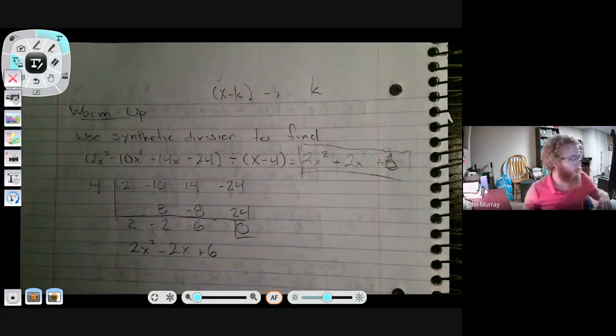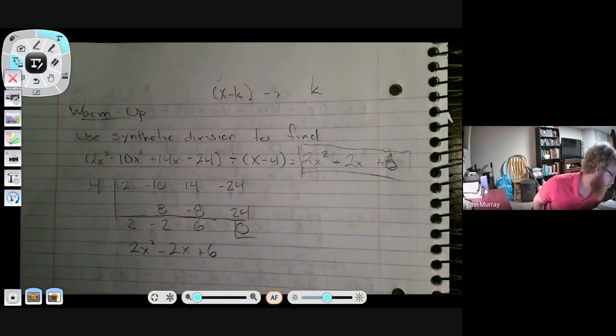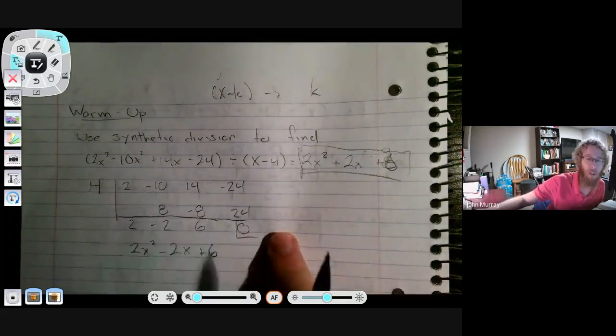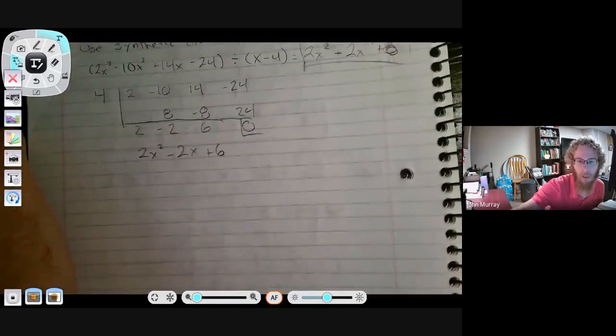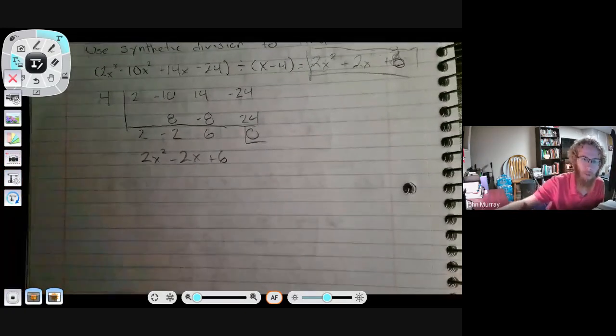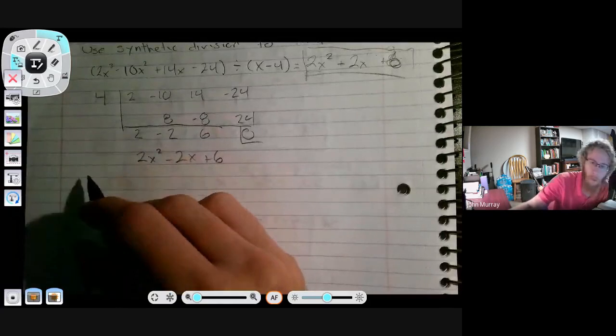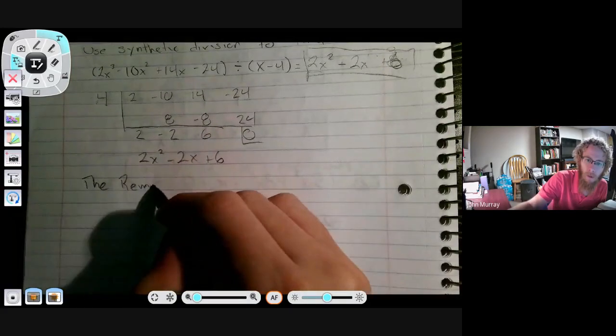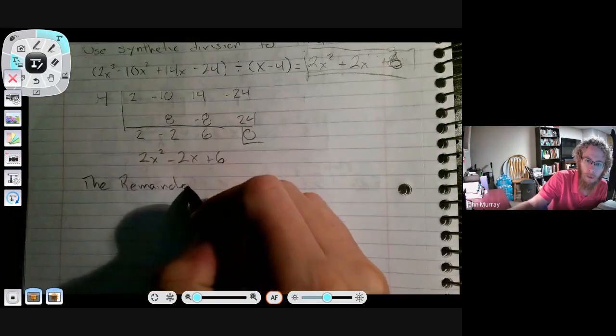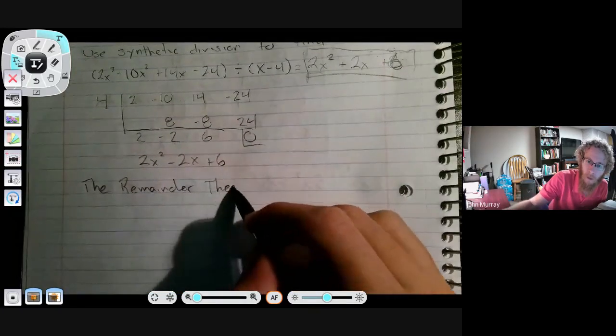All right, so today we're going to learn two, well, really one, but it kind of expands to two theorems that we specifically use synthetic division for. Okay, and it's a little quicker using synthetic division than doing the long division method. So the first theorem is called the remainder theorem.